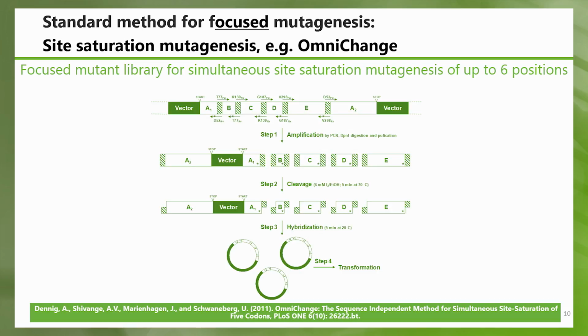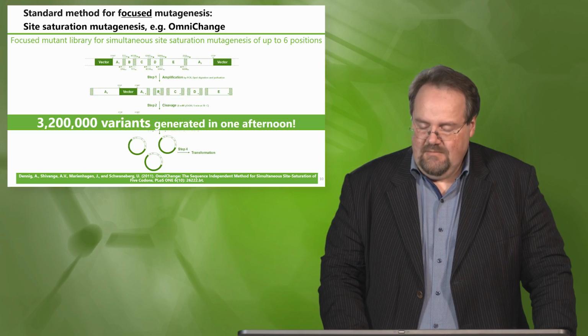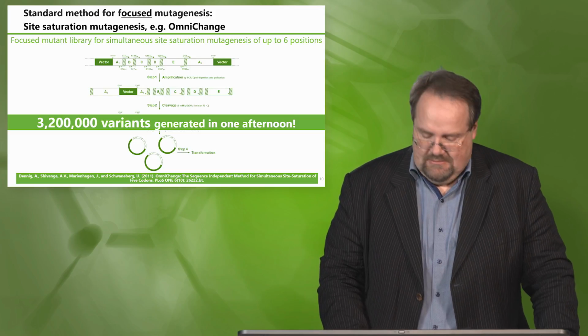It's in principle like you saw before, only that you do 4 or 5 PCR reactions. You do the assembly of the genes a little bit different, but you can still generate in one afternoon, when you tackle 5 positions in a focused manner, 3.2 million variants if the PCR works. So technically this challenge is solved.